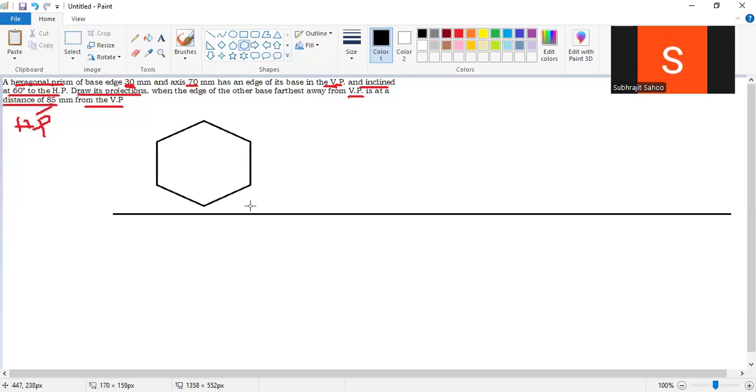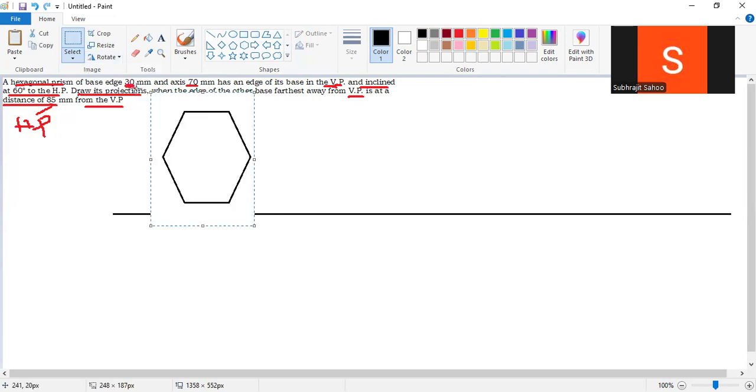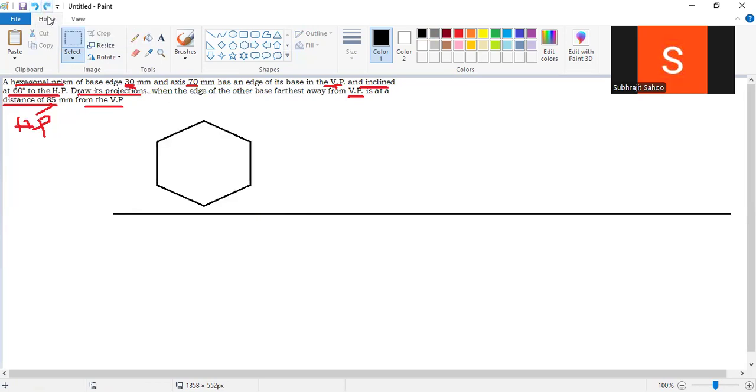Any gap I will give? Yes, some gap you give. No distance is given in the question, no such criteria, how much above HP. Nothing is given, so you can choose some data. Can I position my hexagon like this also? Okay, no problem. This position is also fine because in the question no such criteria is given. You can keep it like this or like this, anyway you can choose. But this time I'm choosing this type of position.